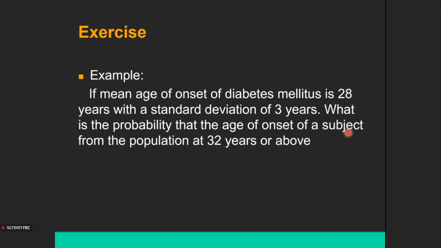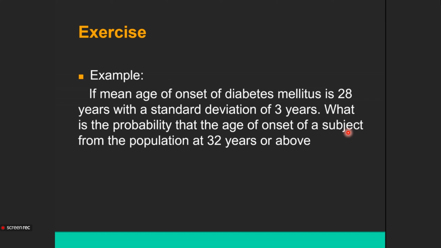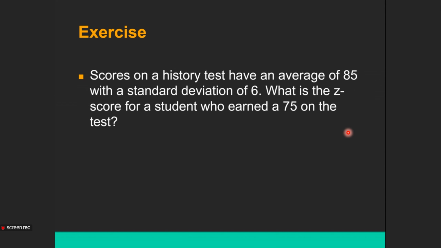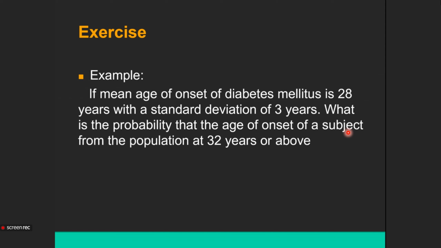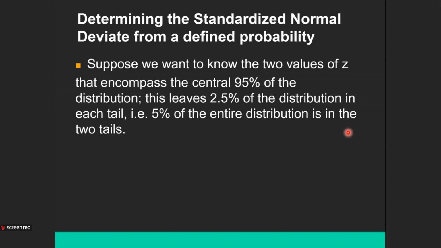Now, we are going to attend to the following exercises. You may want to use them as practice exercises that will help you to further understand this entire concept of normal distribution. We have several exercises here that can help us to have a better understanding of the topic at hand. Now, we're going to conclude with the topic determining the standard normal deviate from a defined probability. Of course, it's similar to what we have done. This is just a different directional view of what we have simply discussed.